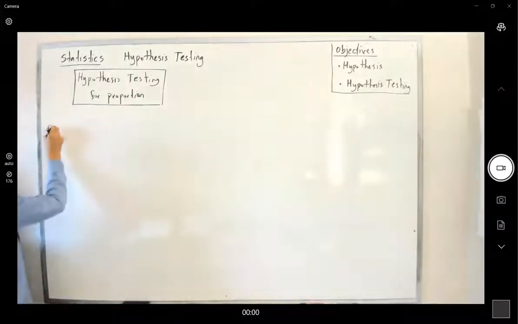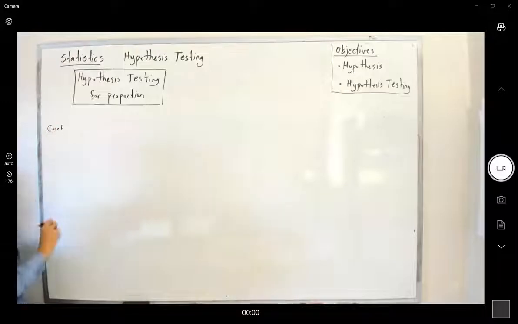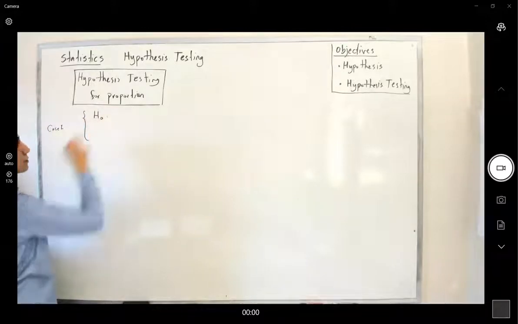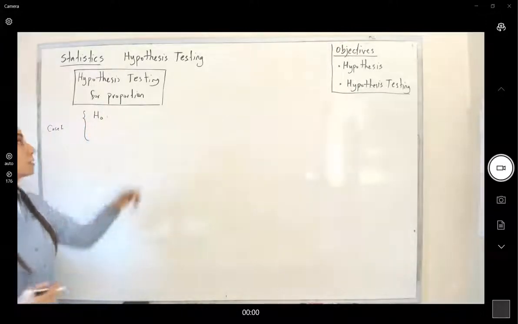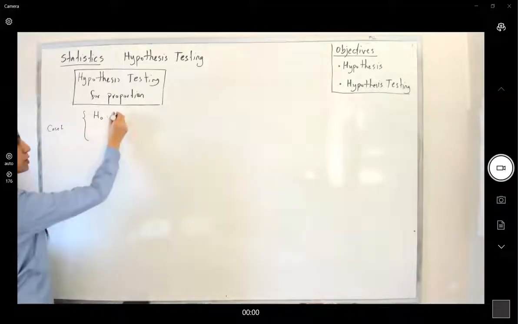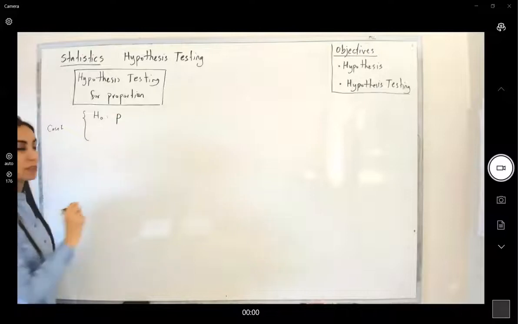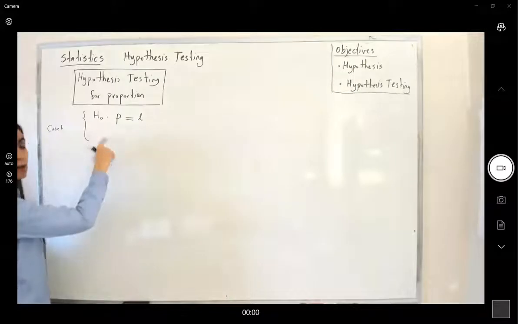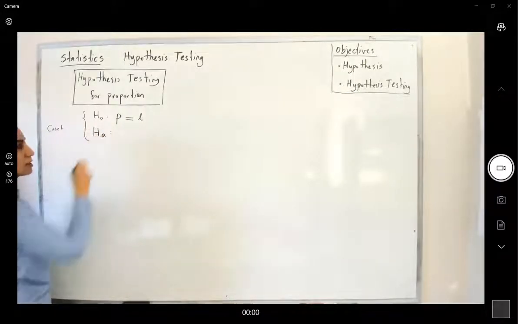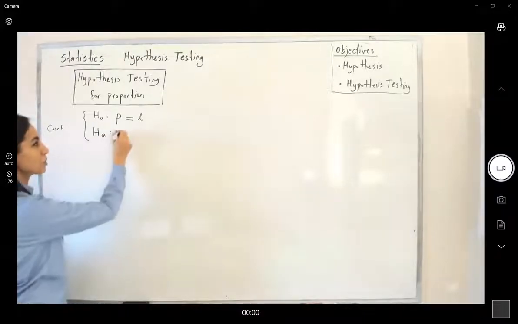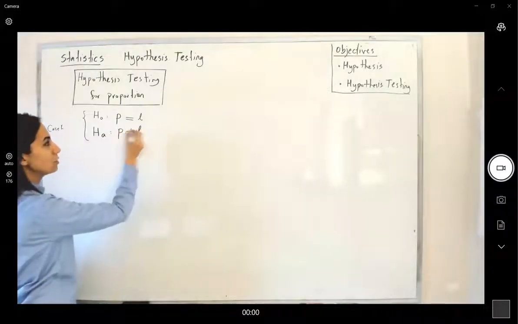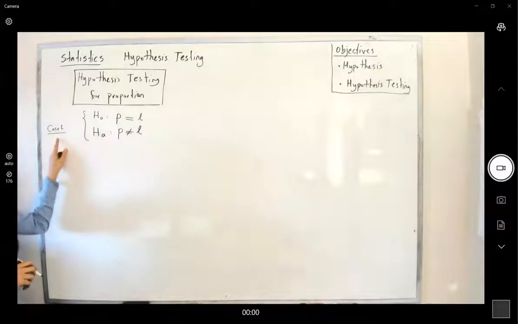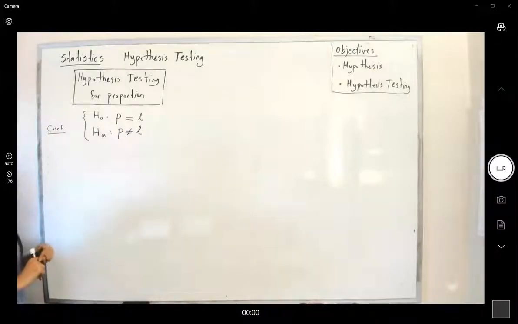The first category, or case 1, can be written this way. The null hypothesis can be asserted this way. The population proportion P is equal to a number like L. Its complement is the alternative hypothesis, which says the population proportion is not equal to L. L is just a number. This is your first case. This is your case number 1.